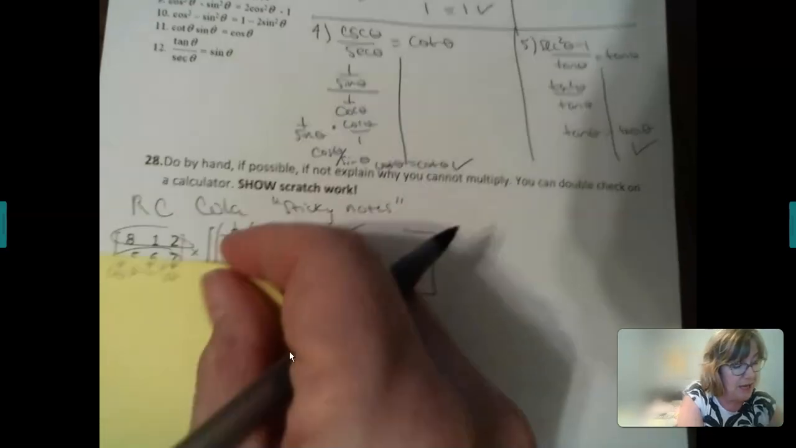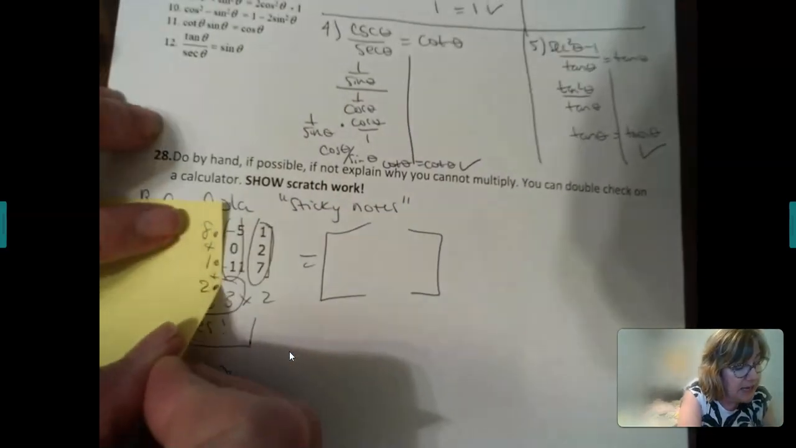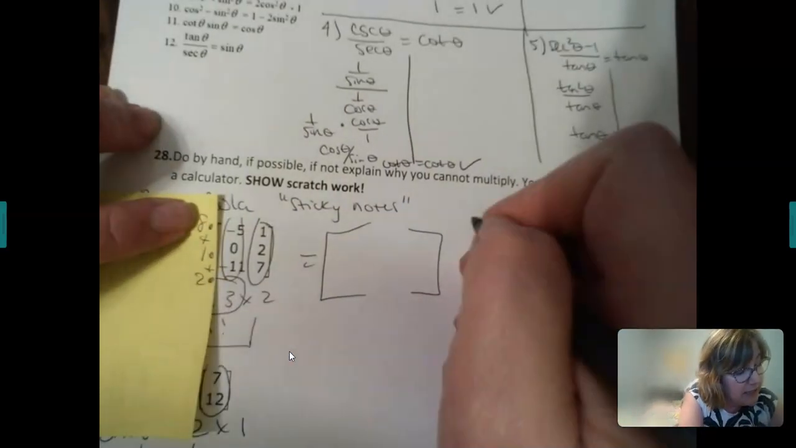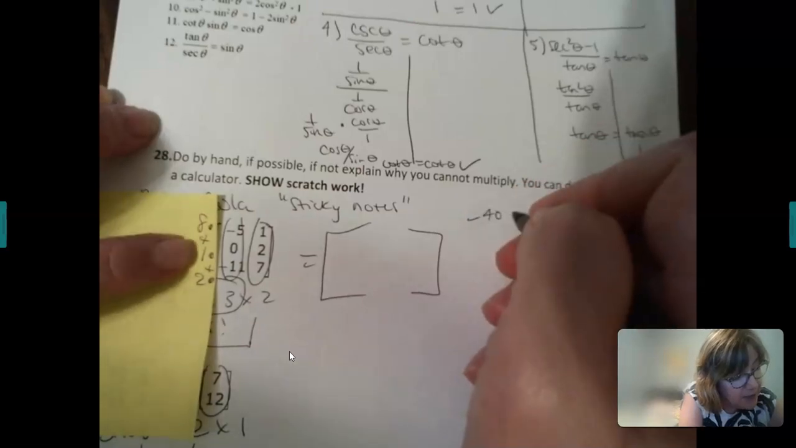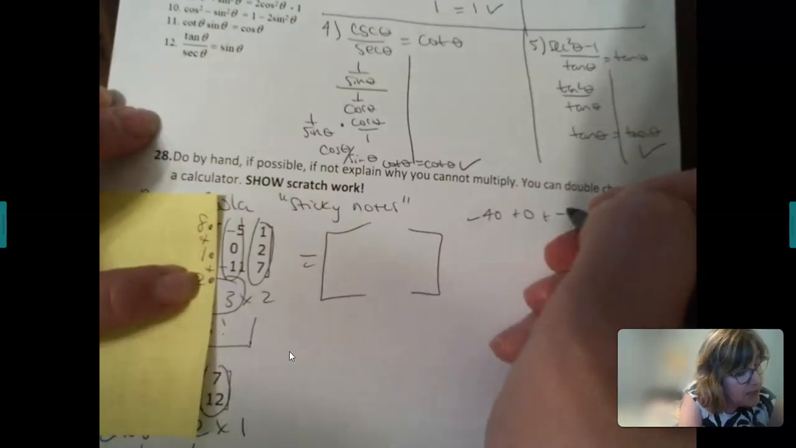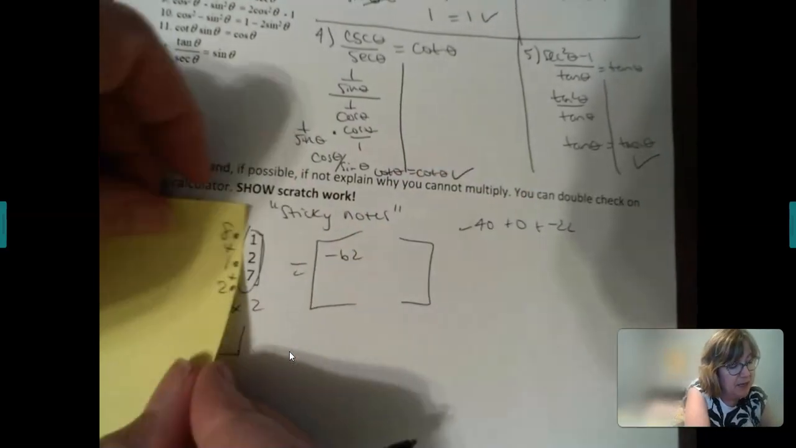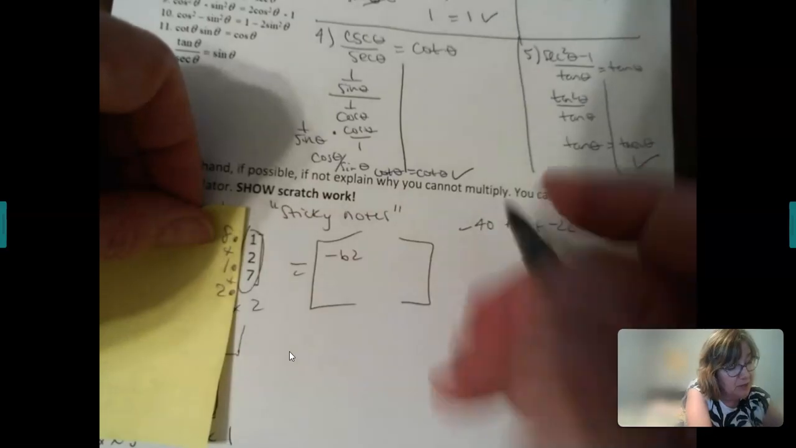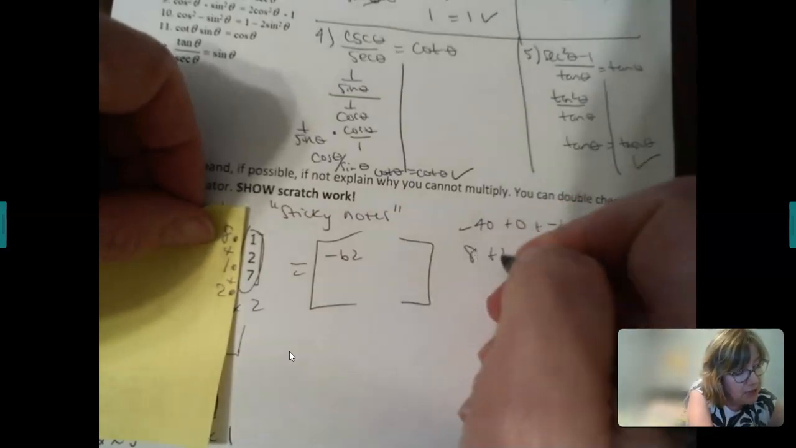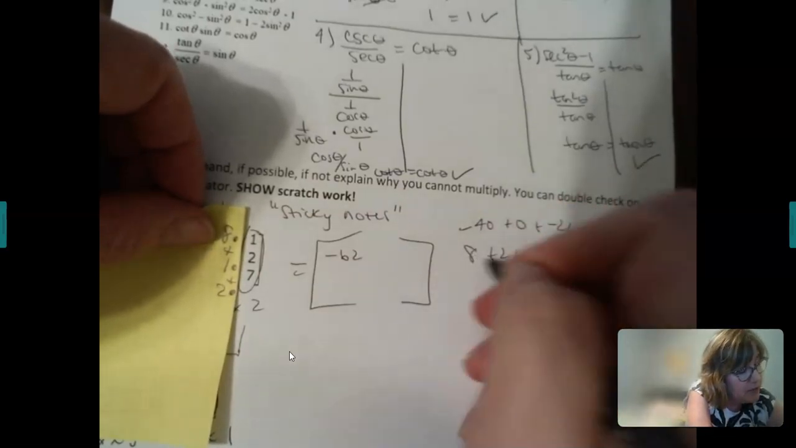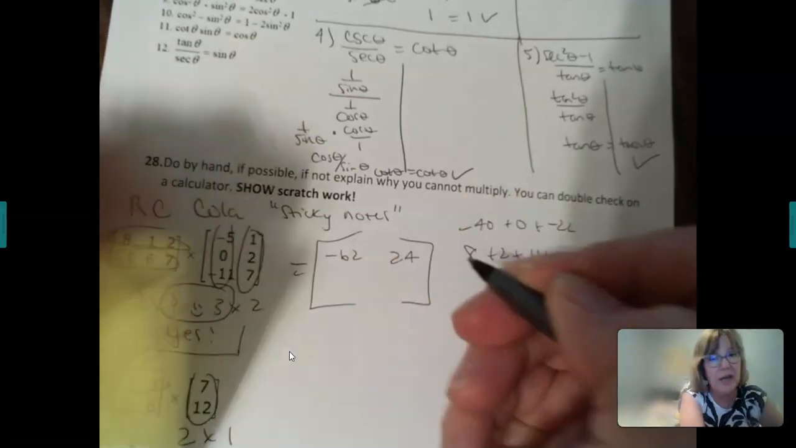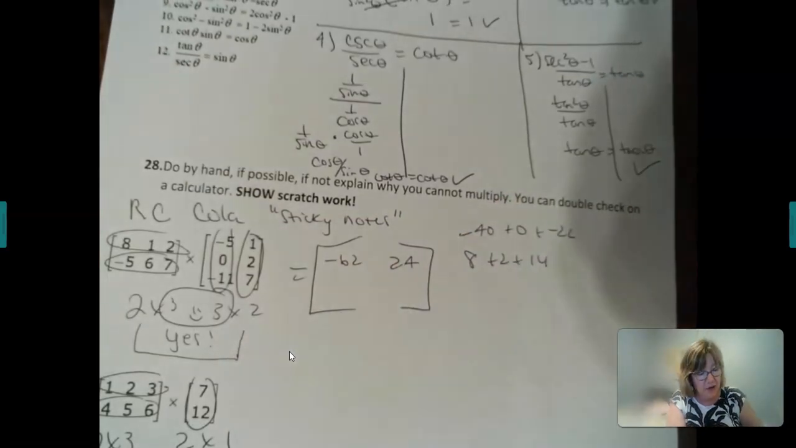All right, so let's do the math. I'm going to take that times that. So what do I get? I get a negative 40, plus 0, plus a negative 22. What is it? Negative 62. And then I'm going to come over here for the next one. So what's that? 8, 2, and 14. Is that 24, I hope? Then I'm done because I have nowhere else to go.